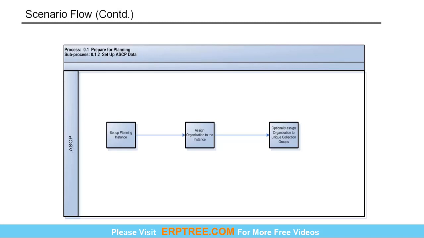Optionally, we can set up something called unique collection groups. For example, a collection group can consist of 3 ASCP organizations. So when you run that collection group, only the data of those 3 organizations will be collected, and we can see the planning recommendations of those 3 organizations only. So these are some of the setups which we can do in ASCP before we start.